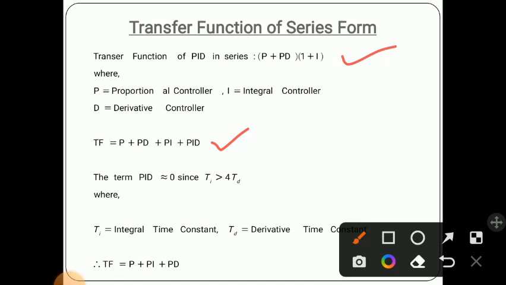Suppose Ti is greater than 4 times Td, that is, integral time is greater than 4 times derivative time. At that time PID becomes 0, because integral action is more compared to derivative. So if derivative is 0, then we get PID as 0, where Ti is the integral time constant and Td is the derivative time constant. Finally we get the transfer function P plus PI plus PD. This is the final equation we get for series form.